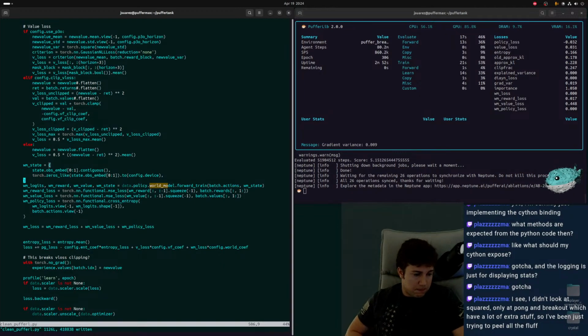Breakout. Yeah, so you can check the snake env if you want. I wrote the snake env. It's a lot more concise. I didn't write Pong or breakout.